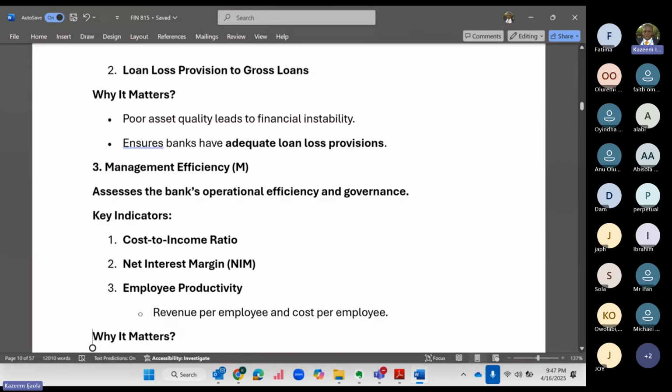Then we have the management. The M in CAMEL stands for management efficiency. This tests how strong or how effective the bank's management is. So you calculate some ratios to test this. The first one is the cost to income ratio. The next one is the net interest margin, and the third one is the employees' productivity. So these are all the ratios that you use under the M, which is management efficiency.